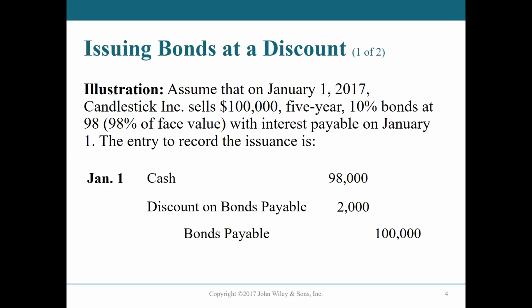So on this one, they do the work for us. Instead of telling us all about the market rate and the face rate, they give us the face rate of the bond of 10%, but then they tell us that it's being issued or sold at 98. So that's telling us we're selling the bond at 98% of its face value. So if we get $98,000 in cash, but the bond payable is $100,000, then the difference between those two is the discount on the bonds payable.